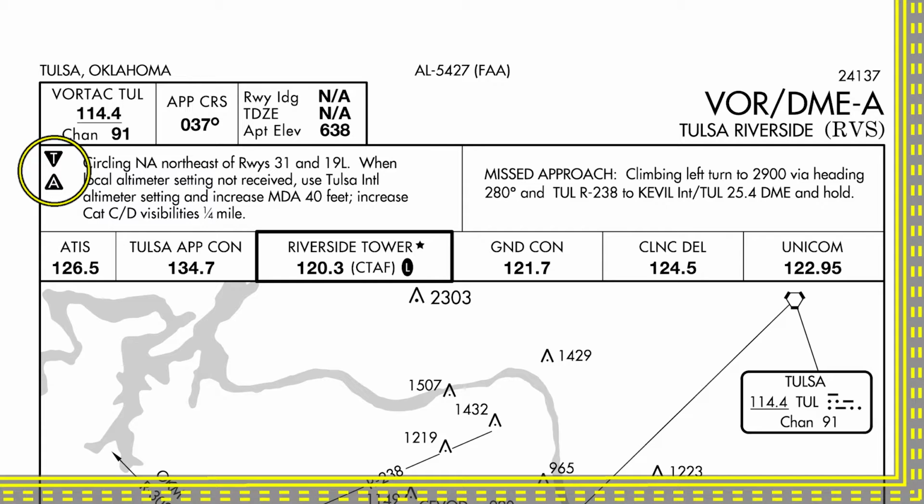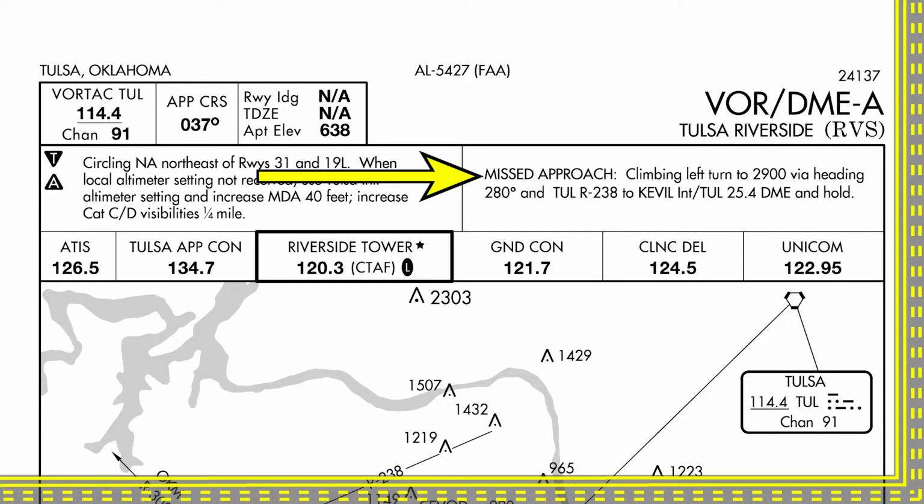But we also are not allowed to circle northeast of runways 31 and 19 left. When the local altimeter setting is not received, we're going to use the Tulsa International setting, but we're going to increase the minimum descent altitude 40 feet. And the Cat C and D visibilities, we don't have to mess with because we are in Cat A.